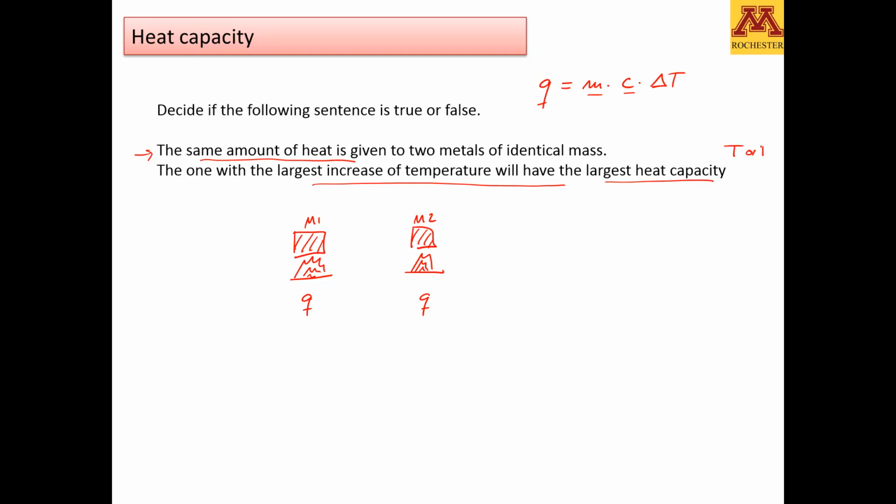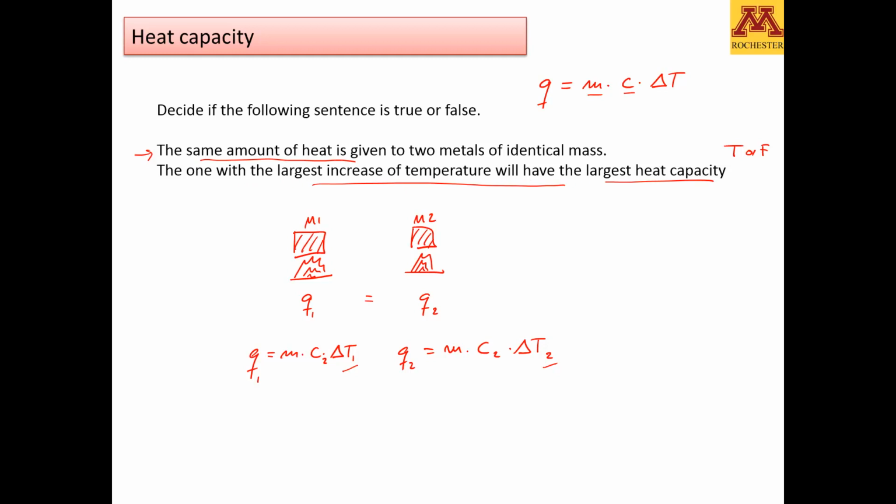True or false? Well, let's look at this. Based on this, the heat that we provide depends on this. For heat 1 and heat 2, we said that they are the same, and the mass is the same as well. The heat capacities for metal 1 and metal 2 do not necessarily have to be the same, and neither do the changes in temperature. It says that we provide the same amount of heat, and that the largest increase of temperature will have the largest heat capacity.